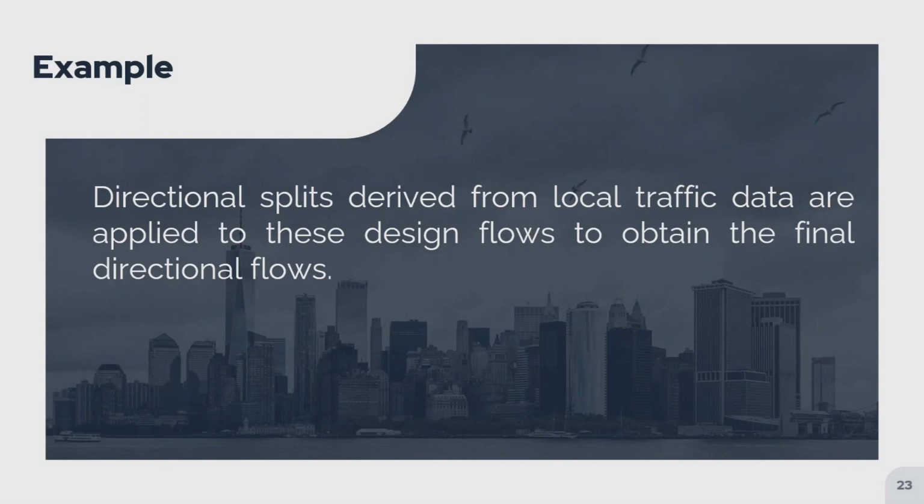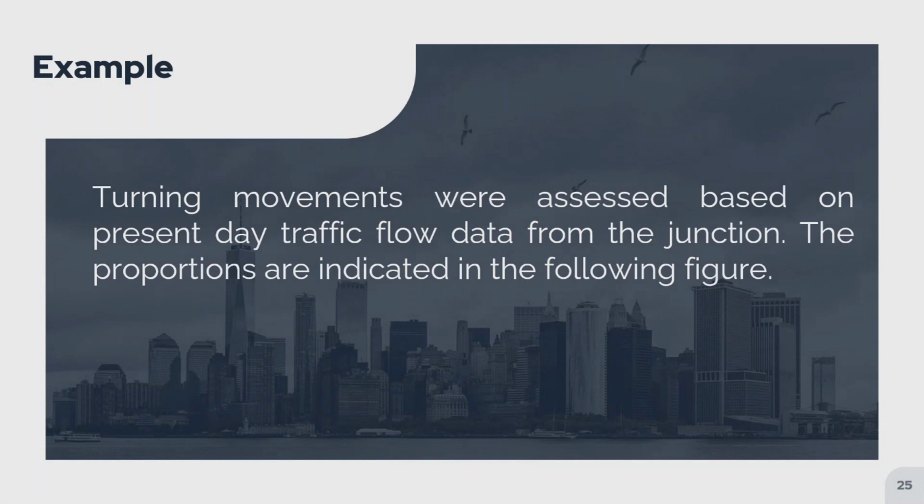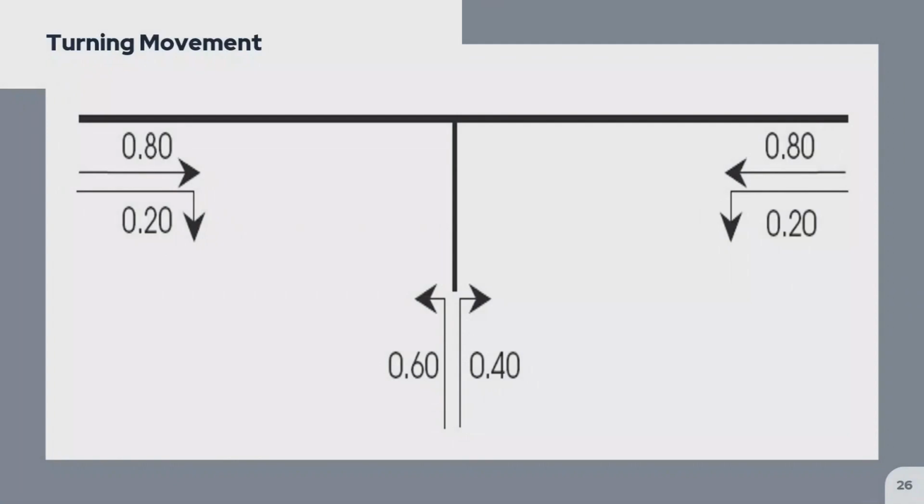Directional splits derived from local traffic data are applied to these design flows to obtain the final directional flows. A 70 to 30 split in favor of flows from the southern and eastern approaches is utilized in this context. Turning movements were assessed based on the present-day traffic flow data from the junction. The proportions are indicated in the following figure.